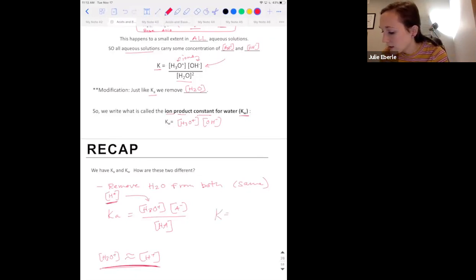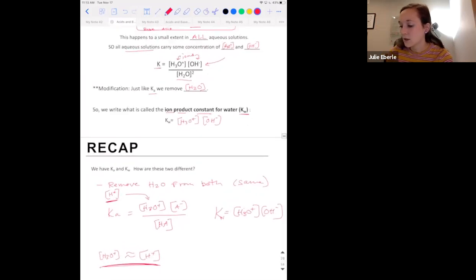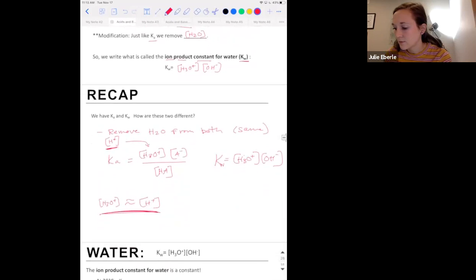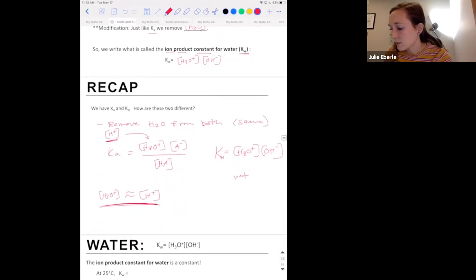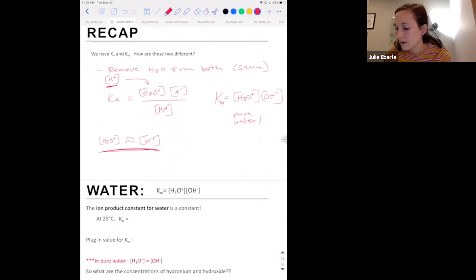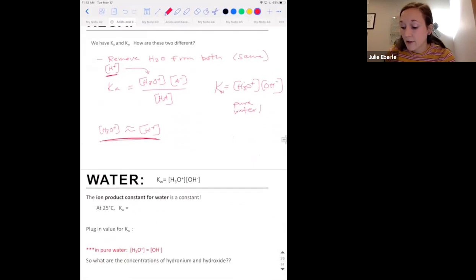Kw is different. It is just the concentration of H3O plus times the concentration of OH minus, no denominator here. Hydronium and hydroxide. All right, that's how they're different. And this one is just for pure water only.